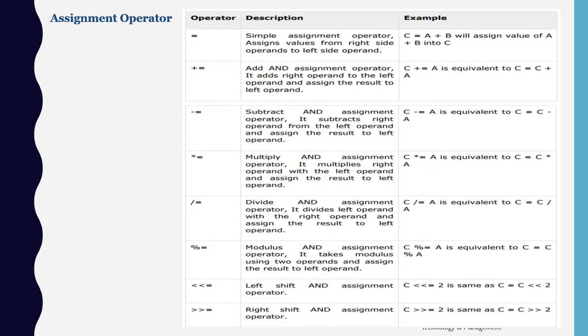In the left shift assignment operator, first the value of the left operand is shifted by the number of bits given by the right hand side operand, and then it is assigned to the left operand. For example, c left shift equal to 2 will shift the value of c by 2 bits to the left hand side, and similarly the right shift assignment operator will shift the value to the right hand side.